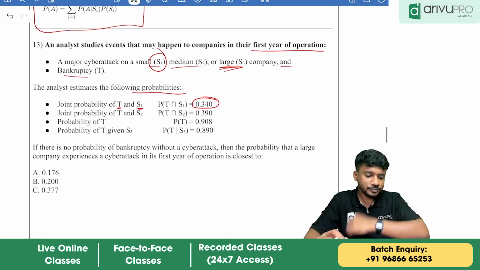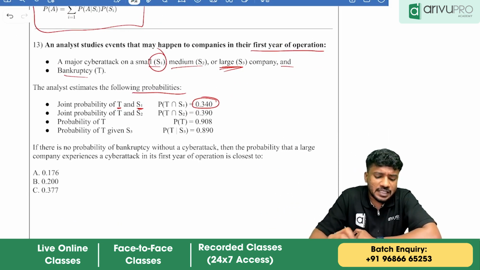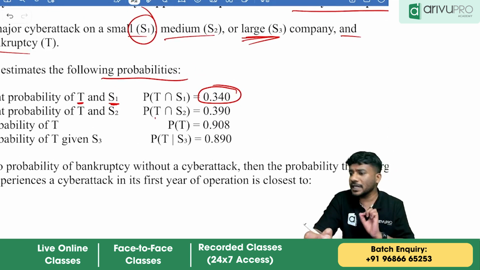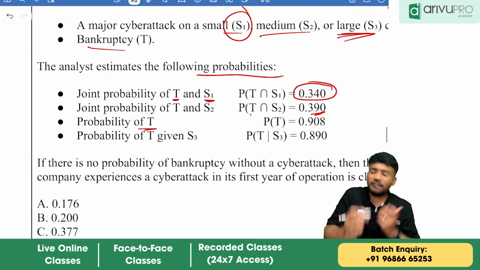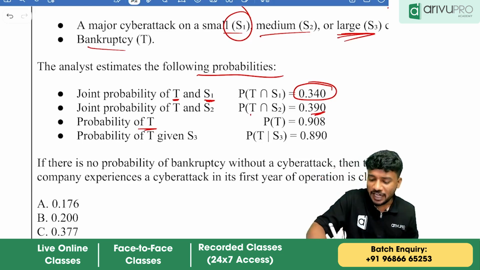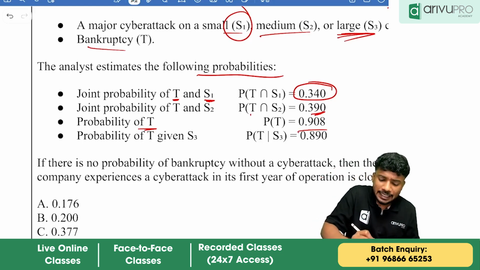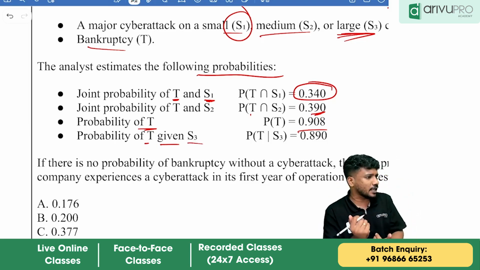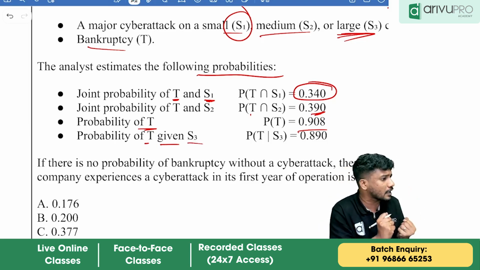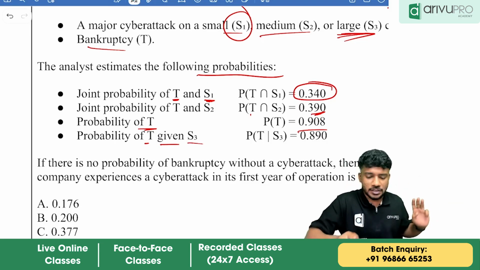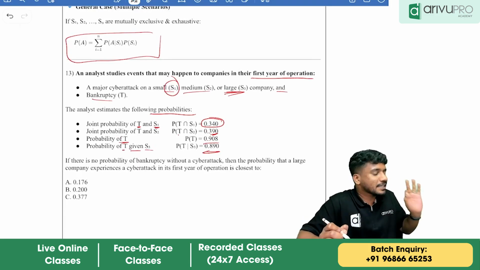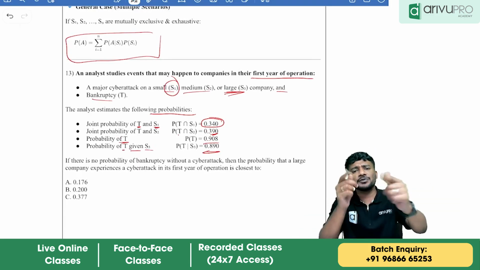Then the second one, the joint probability of T intersection S2. That means bankruptcy happens when a cyber attack happens on a medium company, which is 0.390. Then the probability of total bankruptcy, or bankruptcy itself, is given as 0.908. Then probability of T given S3. What do you mean by T given S3? That means the company will go bankrupt if a cyber attack happens on a large scale company. That is given to be 0.890. So these are the given values in our question.